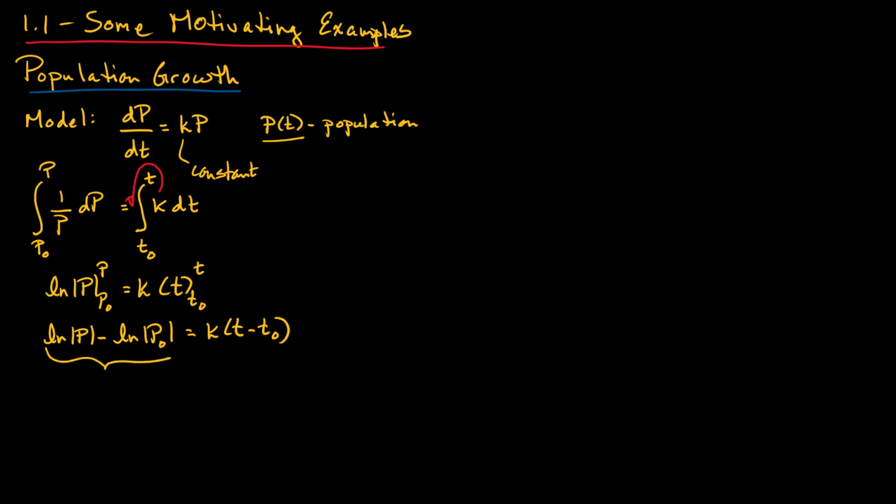Now this left-hand side here can be simplified by noting that the difference between two natural logarithms is equal to the logarithm of the ratio of the two. So we can say that ln of P over P naught is equal to K multiplied by T minus T naught.